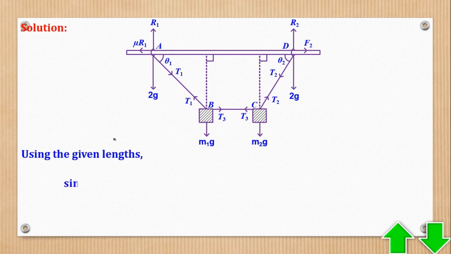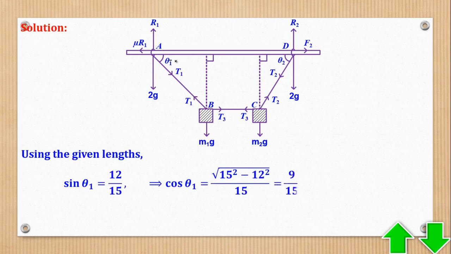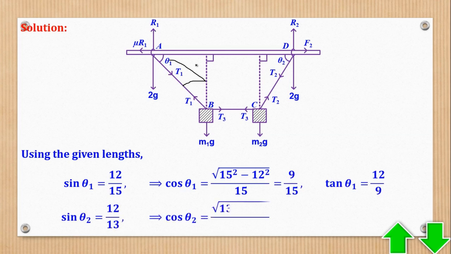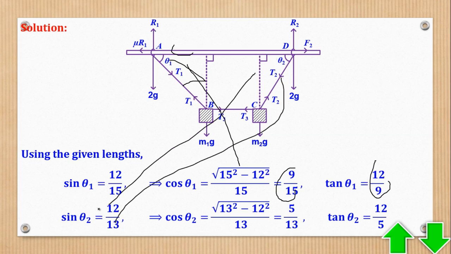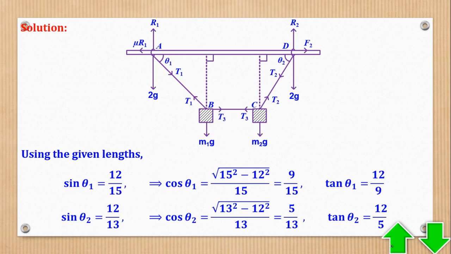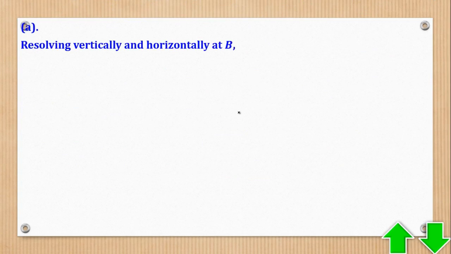Then using the given lengths, we can get sine theta. Sine theta is opposite, which was 12, divided by hypotenuse, which is 15. The adjacent will be got by Pythagoras theorem to come up with cos theta 1 as that and tan theta 1 as that. For theta 2, this was 12, but this was 13. So sine will be 12 over 13, cos will be 5 over 13, and tan will be 12 over 5. We shall see how to use these. Then part A, we shall first resolve vertically and horizontally at B.